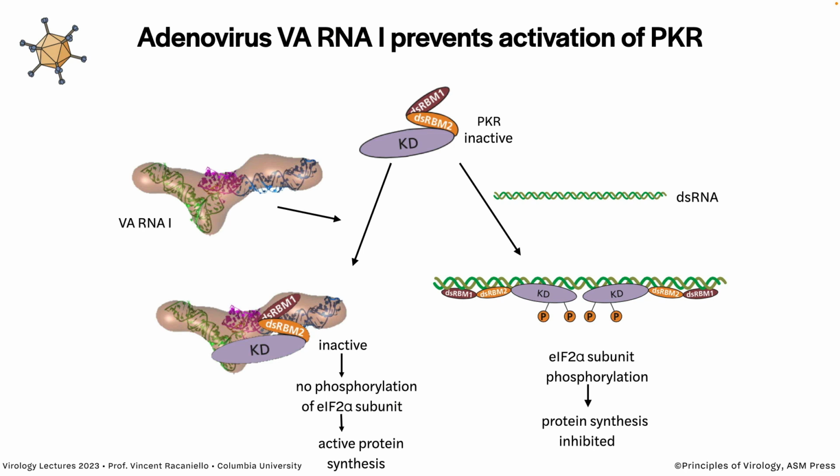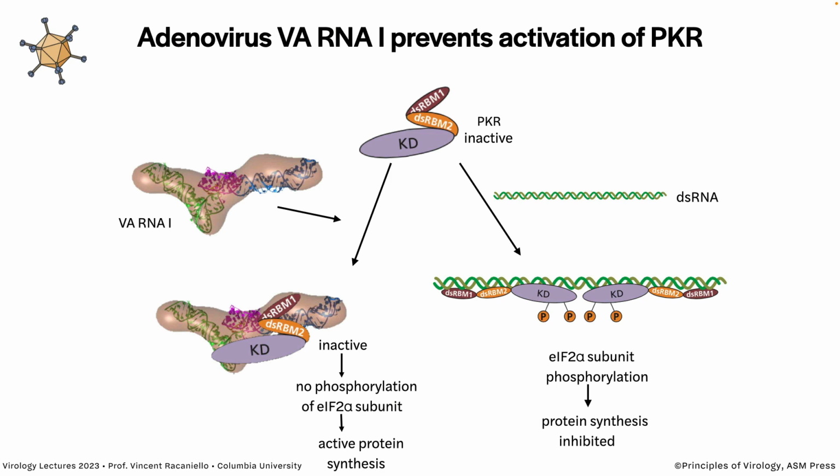It binds a single molecule of PKR. One molecule only is bound by VARNA. What do you think happens? You need two PKRs to phosphorylate each other, bound to one double-stranded RNA, as we have seen and here shown on the right. But VARNA is short. Only one PKR can bind at high affinity. No activation of PKR, no phosphorylation of EIF2, protein synthesis continues.